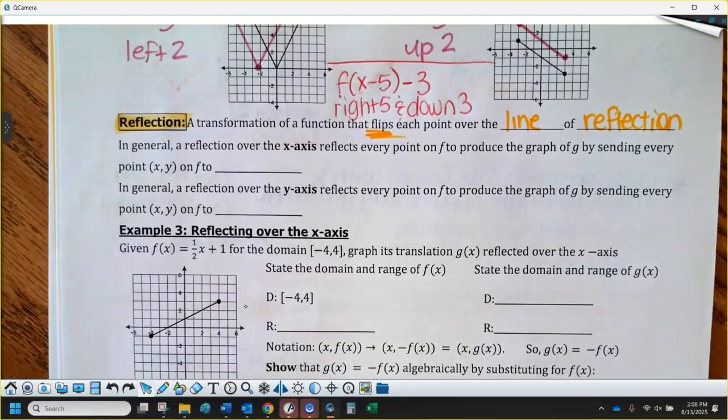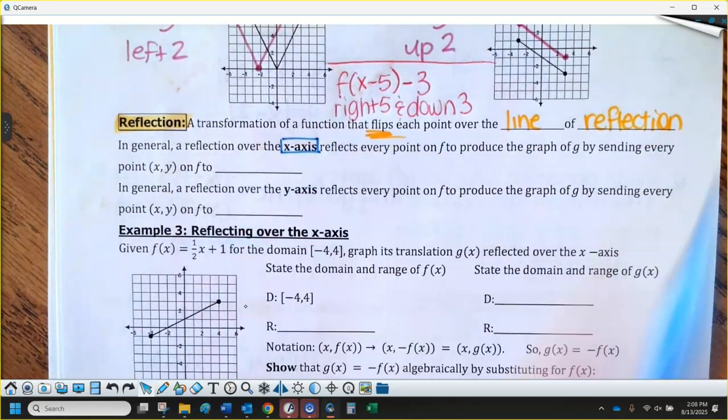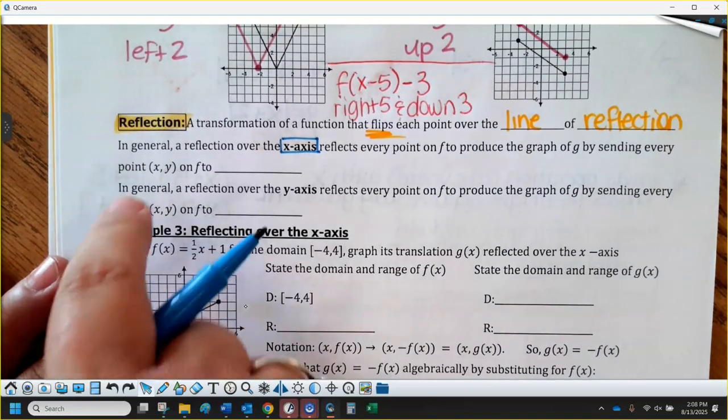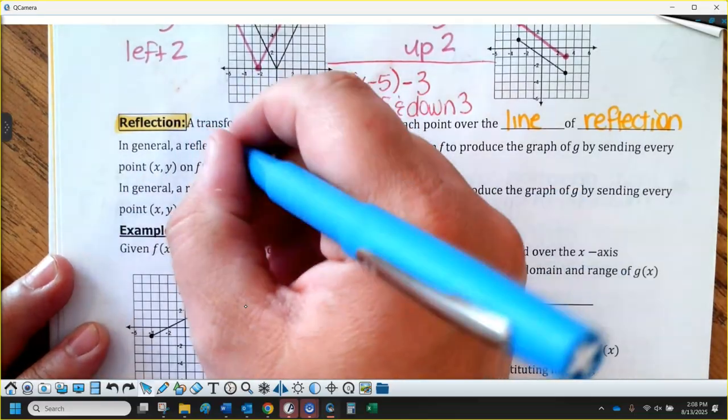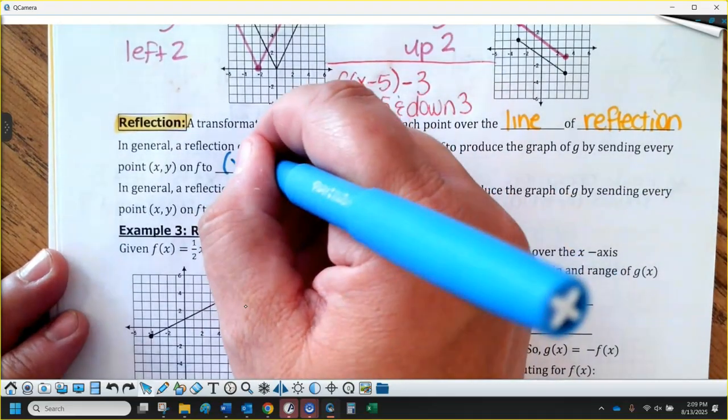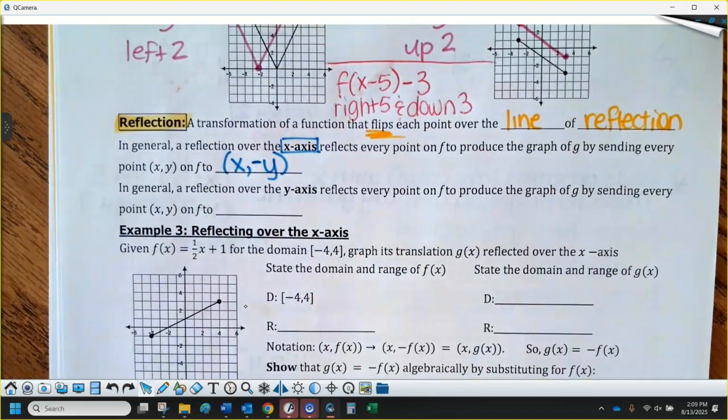Now if you did this in geometry, if you got to that transformation unit and you did some reflections, they maybe had you go over like y equals 3 or something like that. We're just going to reflect over the x and y axis, nothing weird. So there's just 2 rules, one's for the x-axis, one's for the y-axis. If you reflect over the x-axis, that'd be your horizontal axis, we're just going to take something and flip it over the x-axis. If you have a point (x, y), if you reflect it, the x would stay the same, and the y would become opposite. So I would write that as x comma negative y.